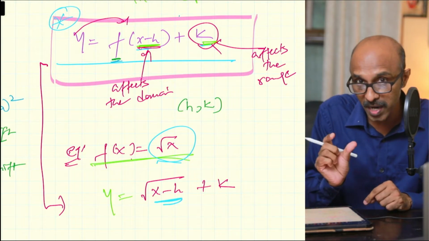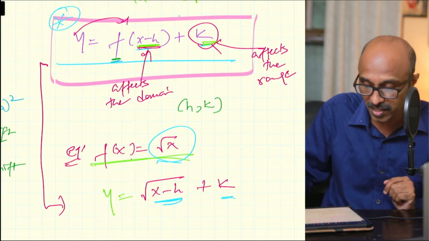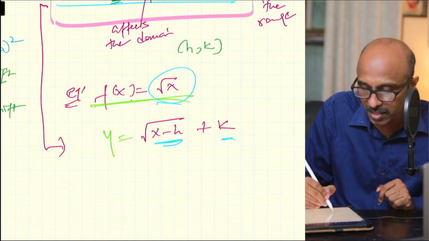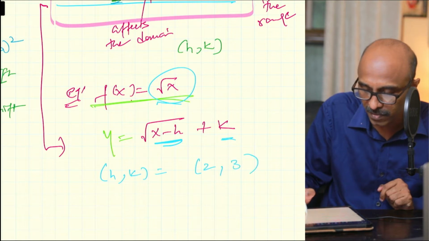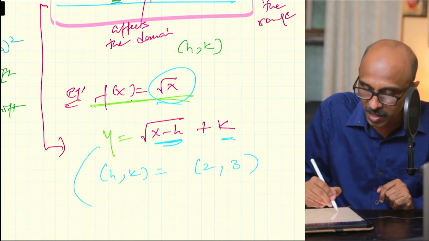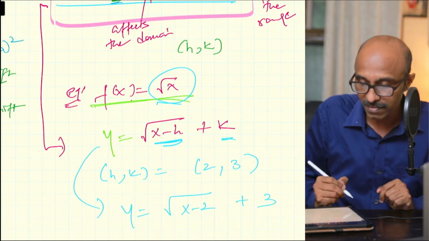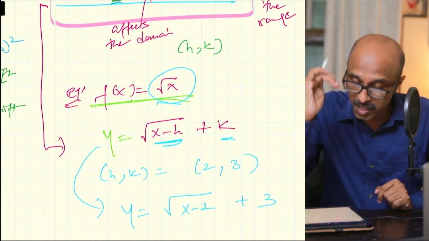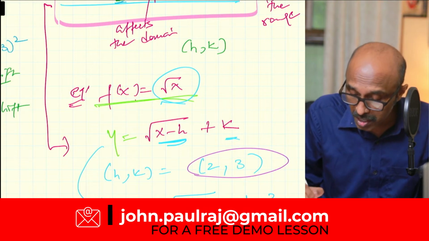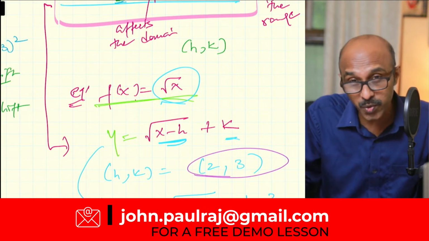So we've written square root of (x minus h) plus k. This is going to affect the domain, horizontal translation. This is going to affect the range, vertical translation. Now, let's take, for instance, h and k to be 2 and 3. That means this equation would then be y equals square root of (x minus 2) plus 3. Literally we are seeing a shift to the right by 2 units and 3 units up. But what would these coordinates 2, 3 represent on the graph of the translated square root function?